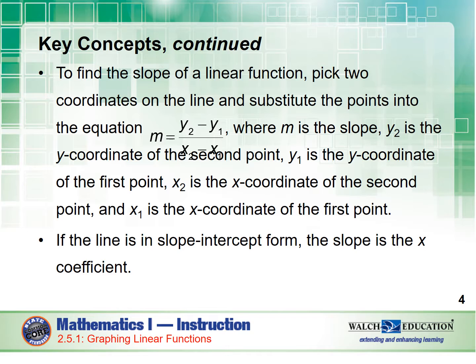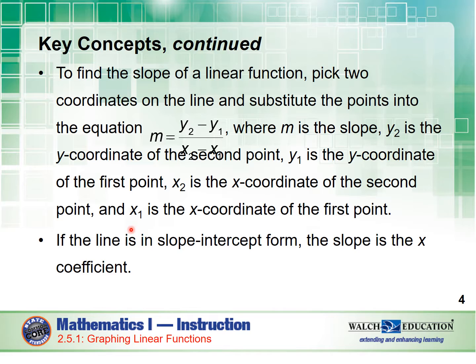To find the slope of a linear function, you pick two coordinates on the line and substitute the points into the equation: m, which stands for slope, equals y2 minus y1 over x2 minus x1. And again, m is the slope, y2 is the y-coordinate of the second point, y1 is the y-coordinate of the first point, x2 is the x-coordinate of the second point, and x1 is the x-coordinate of the first point.